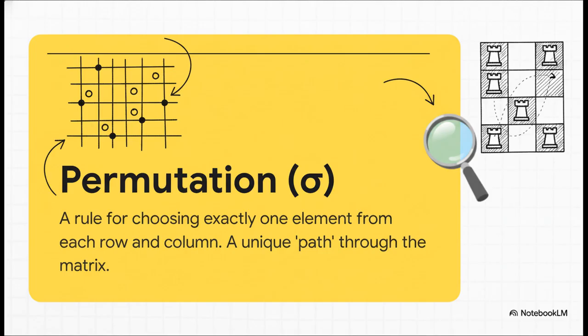But don't let that intimidate you. It's just a path through the matrix. The rule is dead simple. You have to pick exactly one element from each row and exactly one element from each column. No repeats. Think of it like placing rooks on a chessboard. Each one has to be in its own row and column. Each valid setup is one permutation.